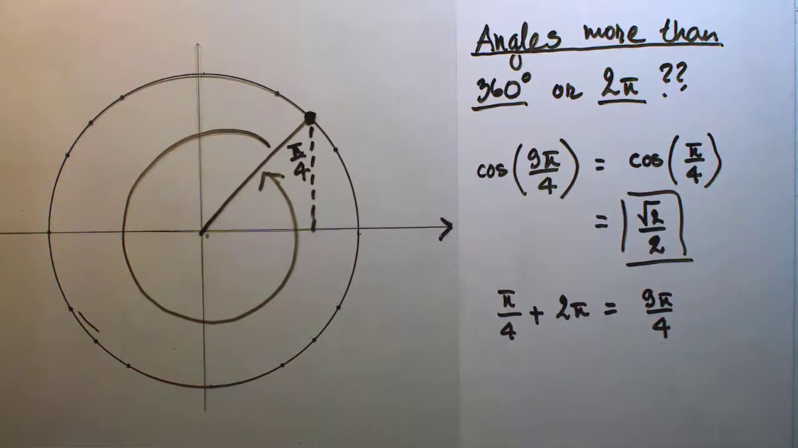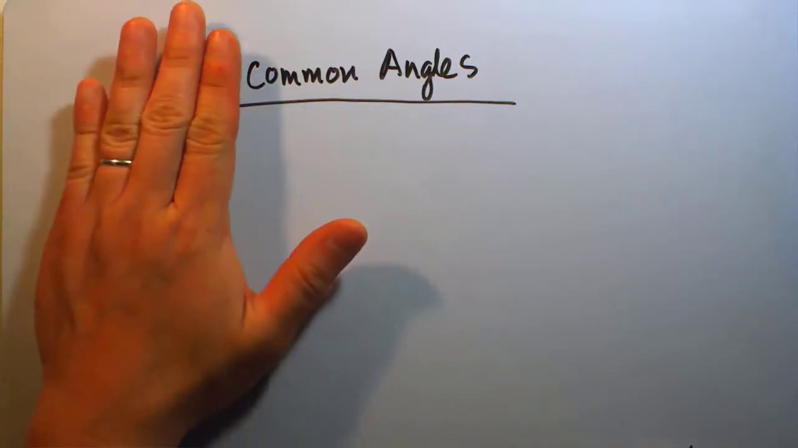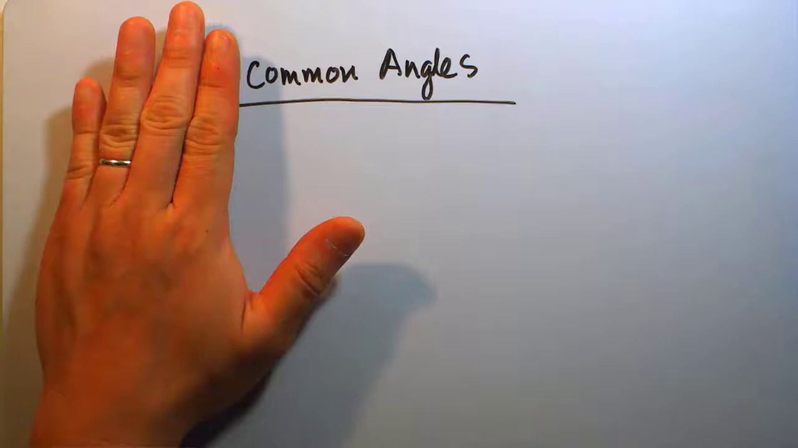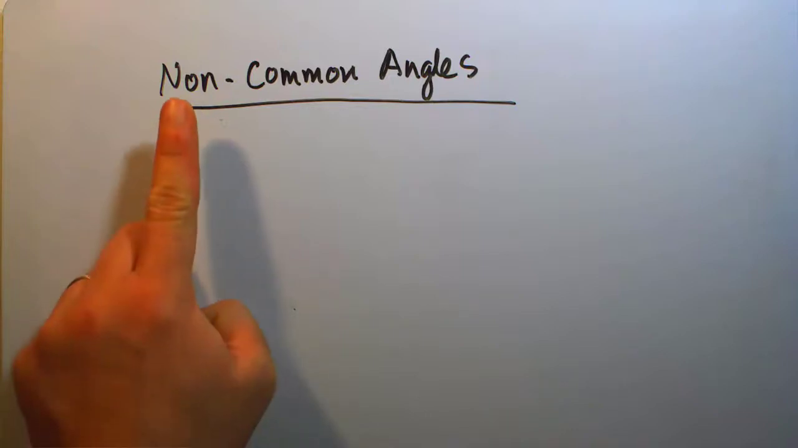And now we'll worry about, so it looks like all of my explanation so far has been focusing on those special angles on the unit circle, where a lot of the time people refer to those as the common angles, like the 30 degrees, the 60 degrees, the multiples of 45 degrees, and multiples of 30 and multiples of 60. But now what about when we have those non-common angles?